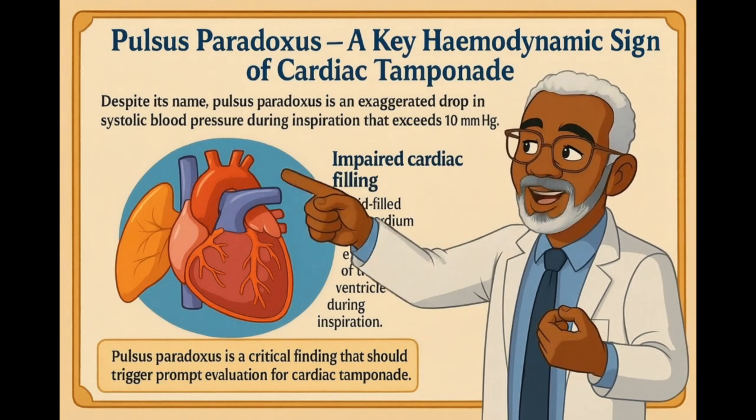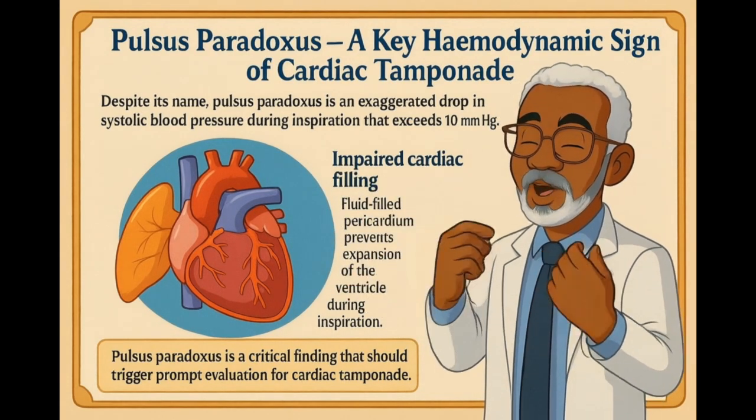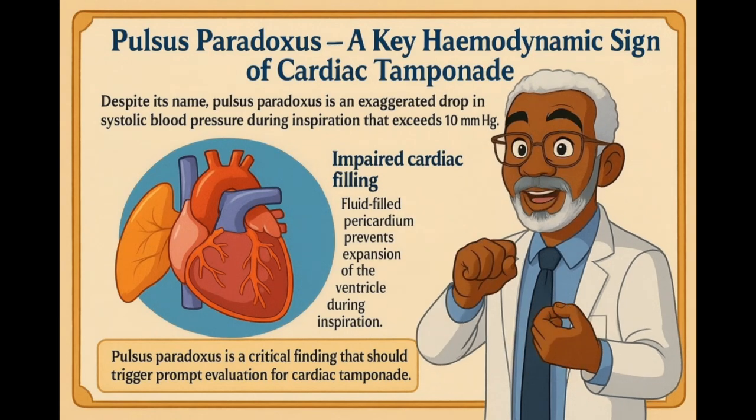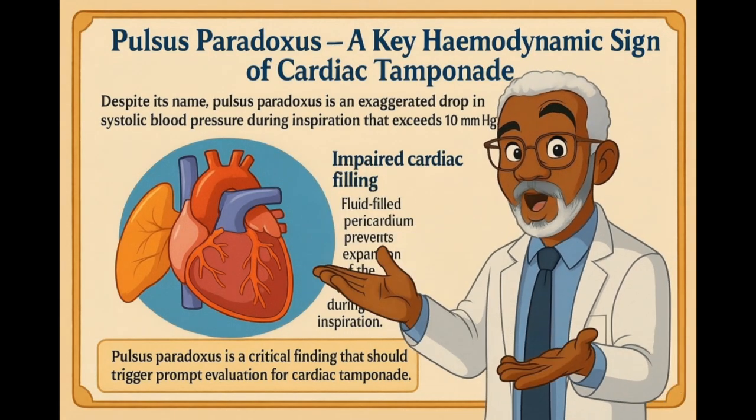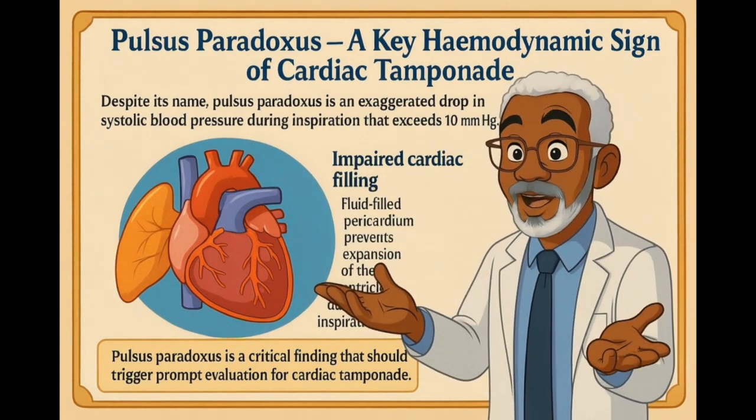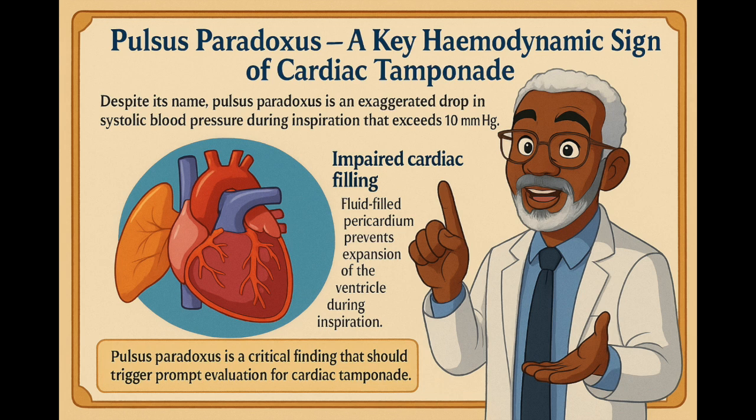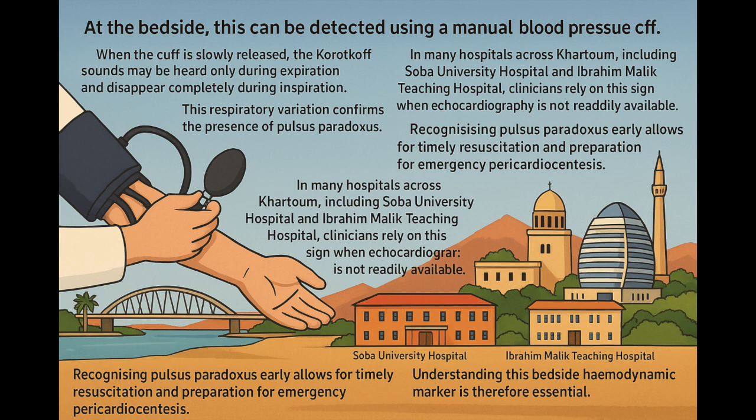When the cuff is slowly released, the Korotkov sounds may be heard only during expiration and disappear completely during inspiration. This respiratory variation confirms the presence of pulsus paradoxus. In the context of trauma, postoperative cardiac surgery, or pericardial disease, pulsus paradoxus becomes a critical warning sign.